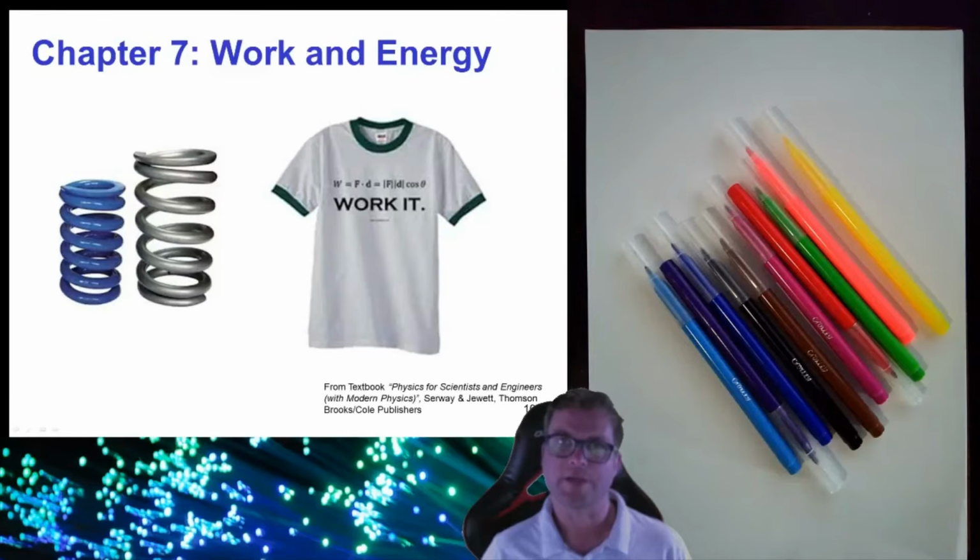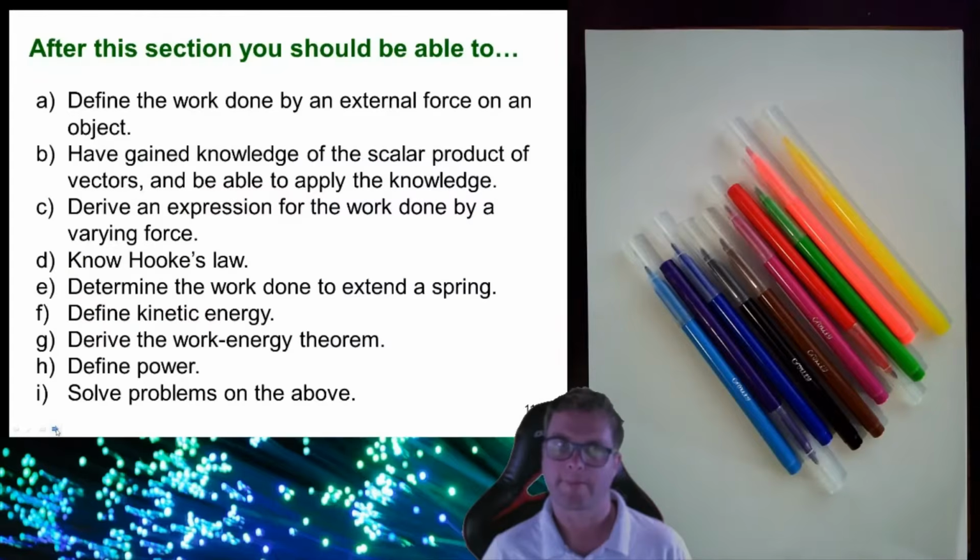Right, so now we continue with Chapter 7, Work and Energy. In the previous video, we covered point A and B, and now what we're going to look at is deriving an expression for the work done by a varying force. So we're going to shift our focus onto work done by varying forces.